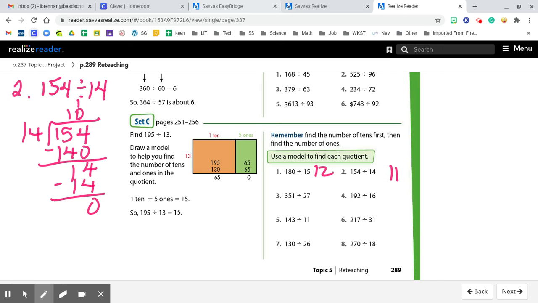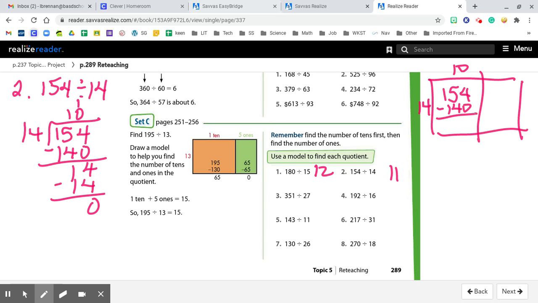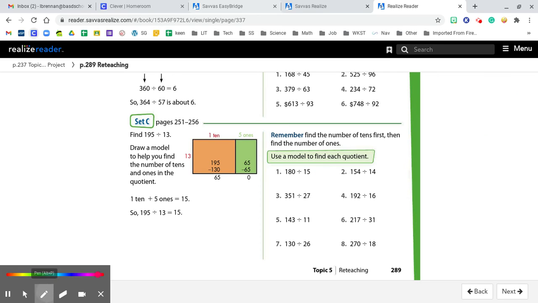And if you use the box using the draw a model, you have 154. And you've got 14 over here. So we started with 10. So we subtracted out 140. We brought that over here, and we know 14 goes into 14 one time. So that's using the model. Every time I erase, I have to rewrite the answers in. So we had a 12 here and an 11 here.